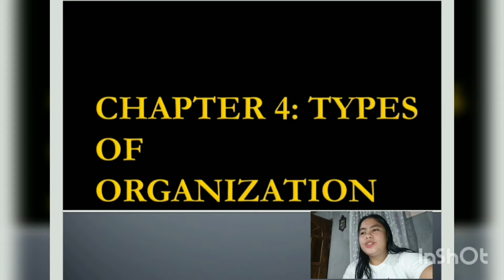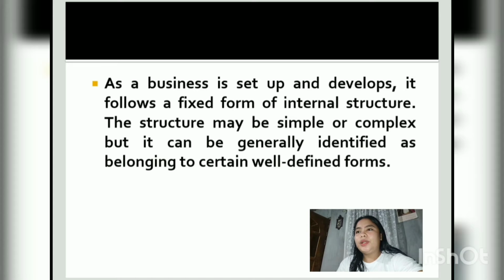Chapter 4: Types of Organization. As a business is set up and develops, it follows a fixed form of internal structure. The structure may be simple or complex, but it can generally be identified as belonging to certain well-defined forms. Several types of organization have developed during the growth of business, of which the most common are the line type, function type, and the line and staff type.